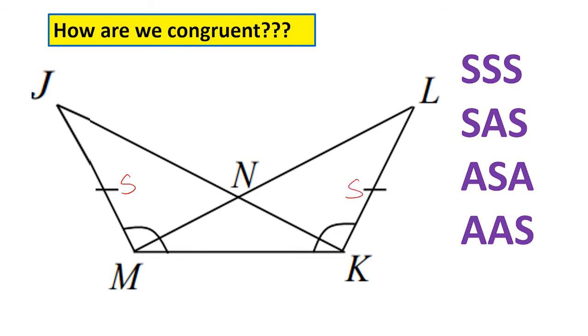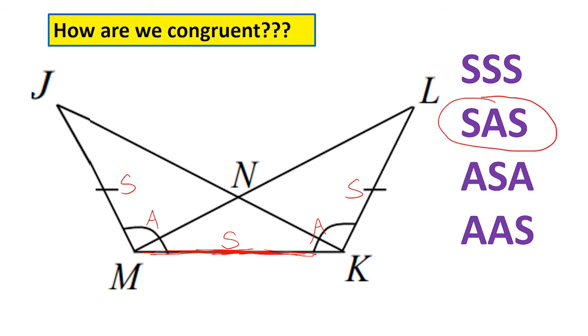Sides JM and LK are congruent. And then we have these congruent angles. So angle JMK and LKM are congruent. And then we also have this side here, the side that they share at the bottom, side MK. They share this side, so that is a congruent side as well. And so of course these two triangles will be congruent by side, angle, side.